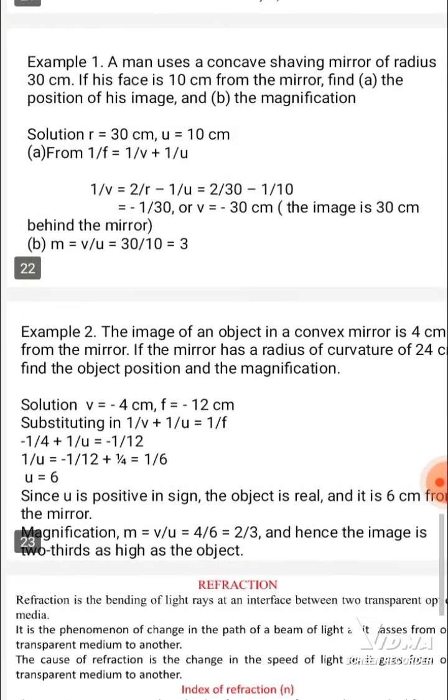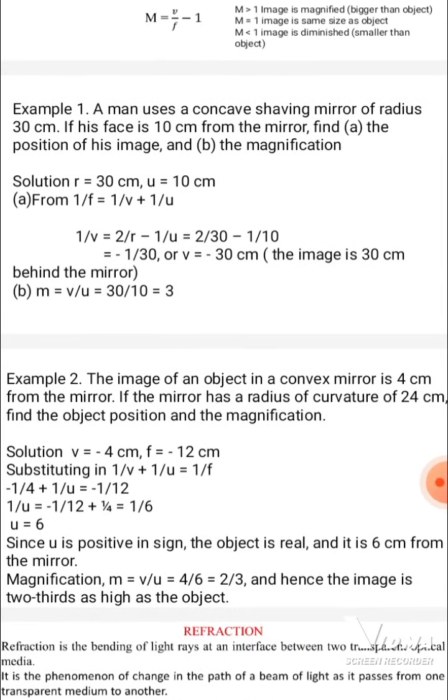And don't forget that F equals R over 2. So in that case, R equals 30 centimeters, which is the radius that is given, and U equals 10 centimeters. We need to take note of something here. No negative signs, because the mirror is a concave mirror. No negative sign for the object distance, the focal length, or the radius of curvature, because the mirror is a concave mirror.